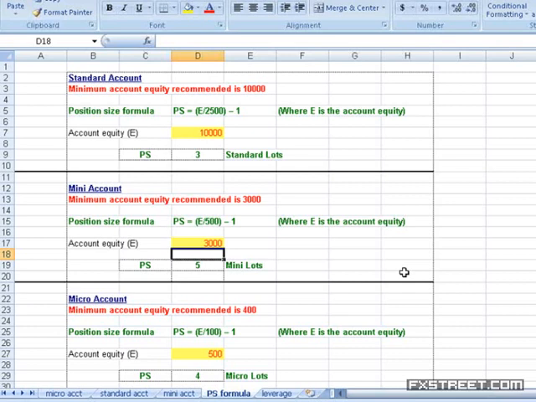That is a standard formula. So for a standard account, it's E divided by 2,500. For a mini account, it's E divided by 500. For a micro account, it's E divided by 500. Somebody else has invented it. Minus 1, that's right. So E divided by 500 into bracket, the entire thing minus 1.